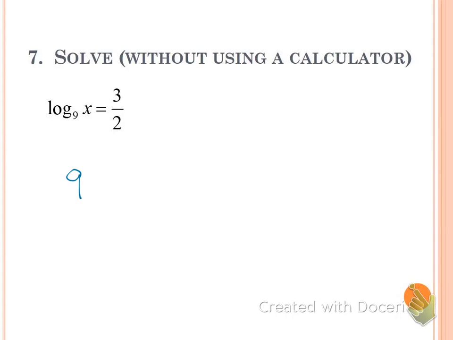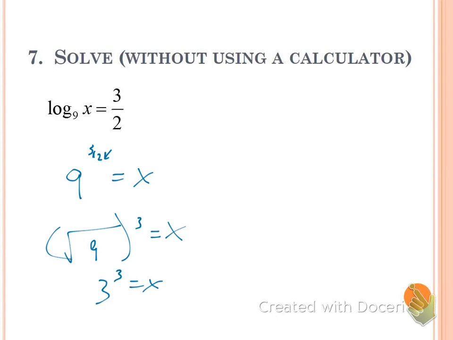So base stays base. So the 9 becomes the exponent base. We bring the 3 halves over as the exponent on the 9 and slide the x on the other side of the equal sign. So now we have to find some way to evaluate 9 to the 3 halves power. Remember that a fractional exponent can be rewritten as a radical. This guy is the index on your radical. So we make this the square root of 9, and then we raise that to the third power. Square root of 9 is 3. 3 to the third power is 27. And that's how we work with our logarithmic equations right now.